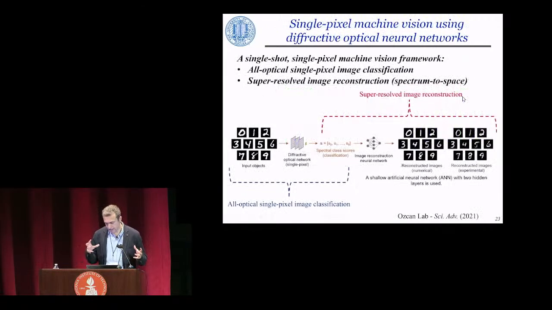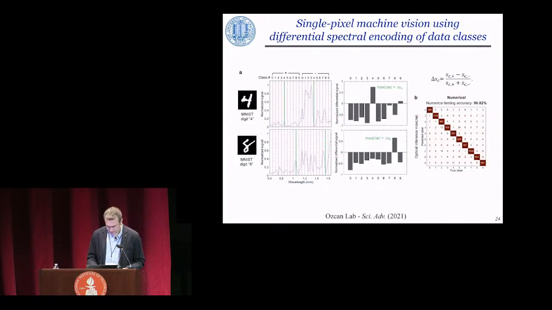You can also do a simple, shallow artificial neural net that takes these class scores and reconstructs them. And there's actually a very nice symbiotic relationship between the image reconstruction neural net and the diffractive neural net, because the back end can actually correct some of the mistakes that are made in the front end. So this is showing you a good reconstruction, experimentally matching with our forward model, coming from these 10 numbers coming from that single pixel system.